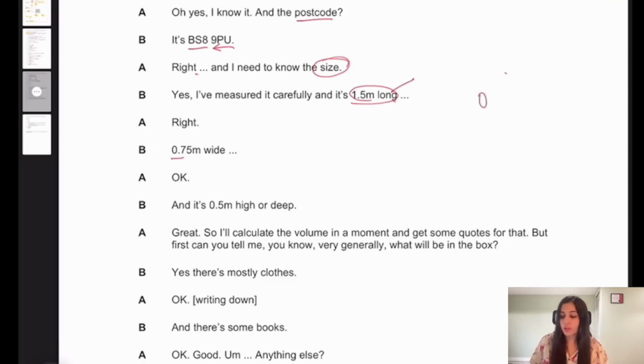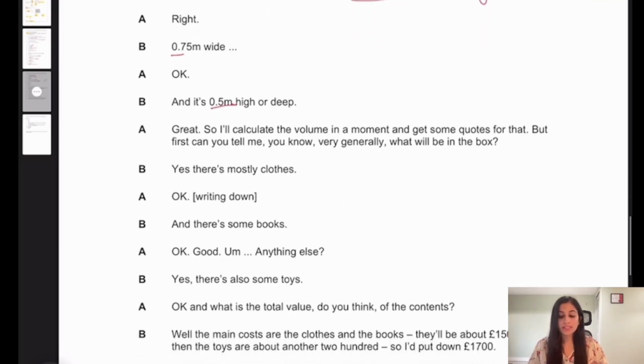So they've paraphrased length into long and not 7.5. So 0 is usually called not. So if this is something you were not able to answer correctly, I completely understand. This is kind of tricky, but now that you know that 0 is also called not, you will not make this mistake ever again. So it says not 0.75 meters wide and it's not 0.5 meters high or deep.